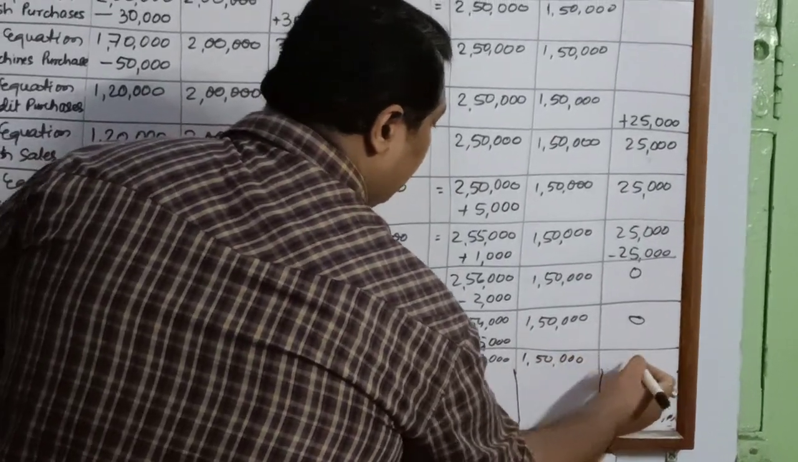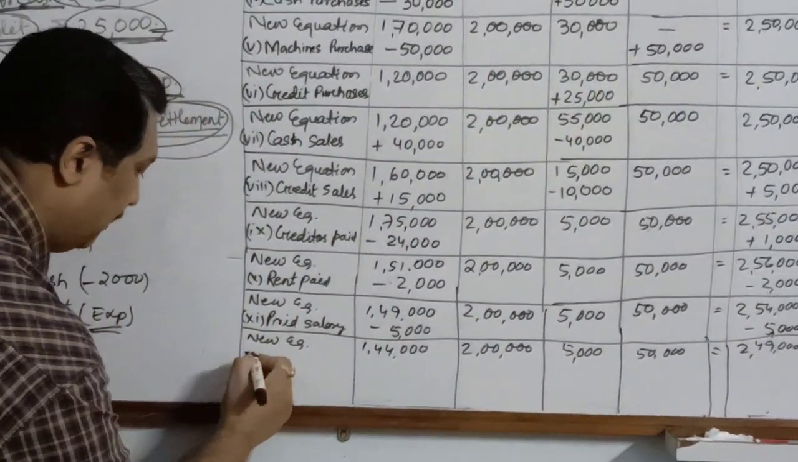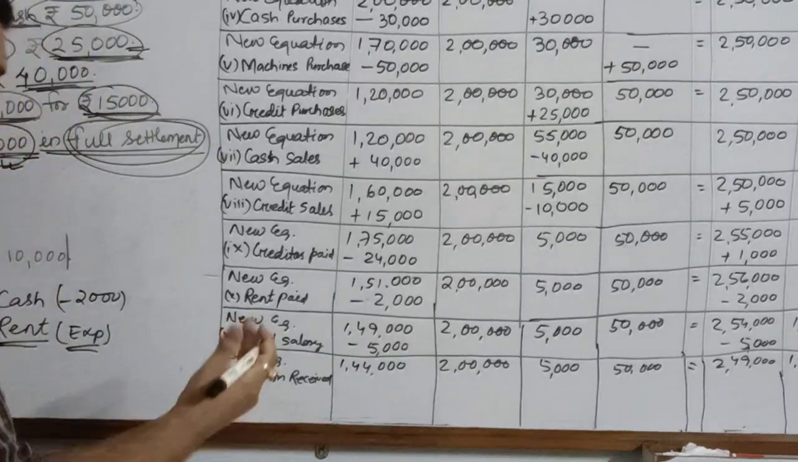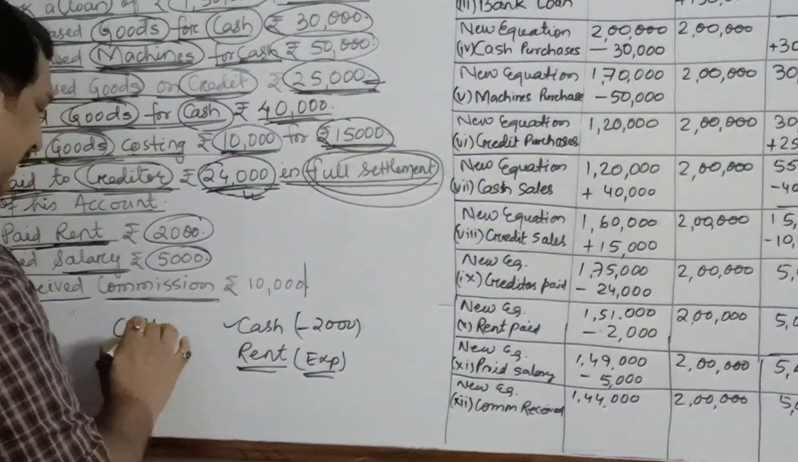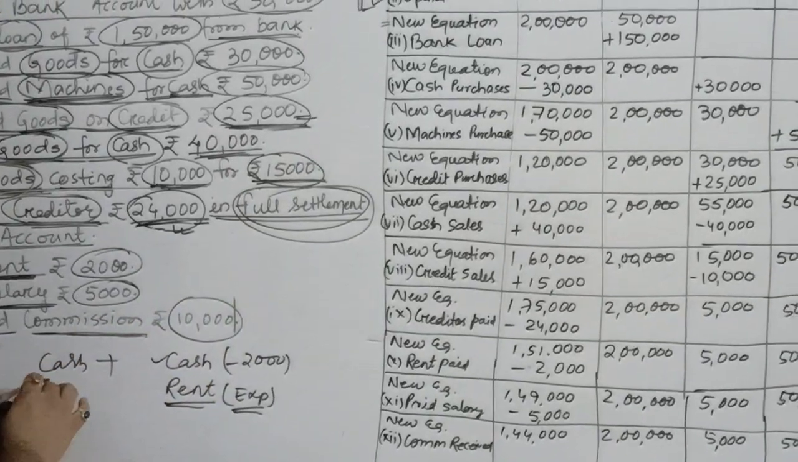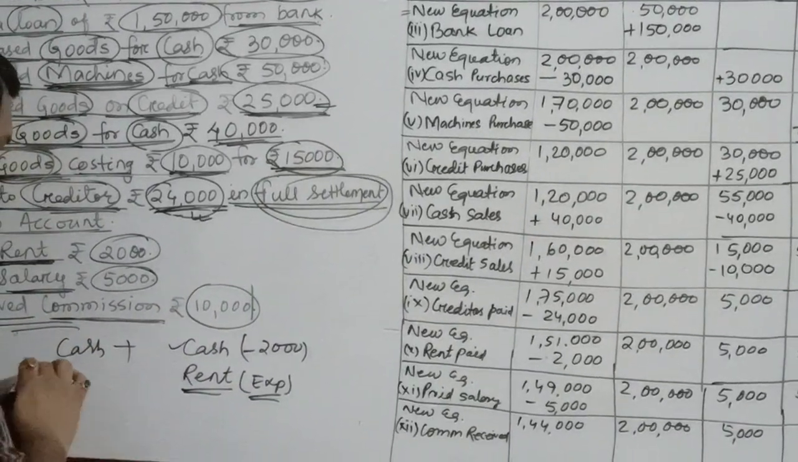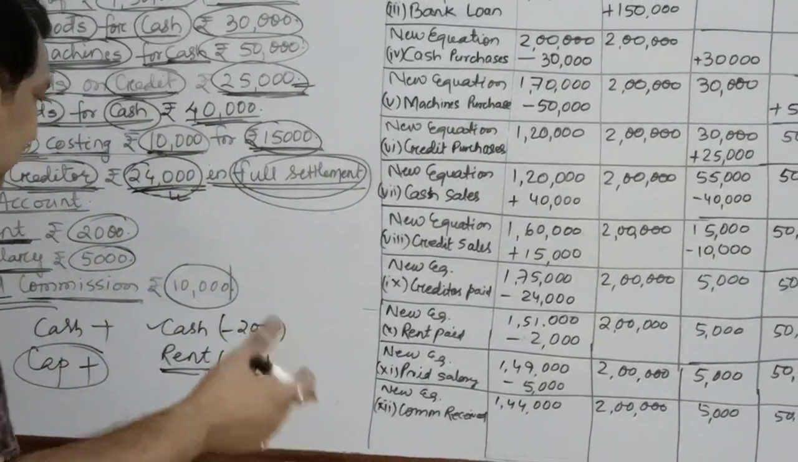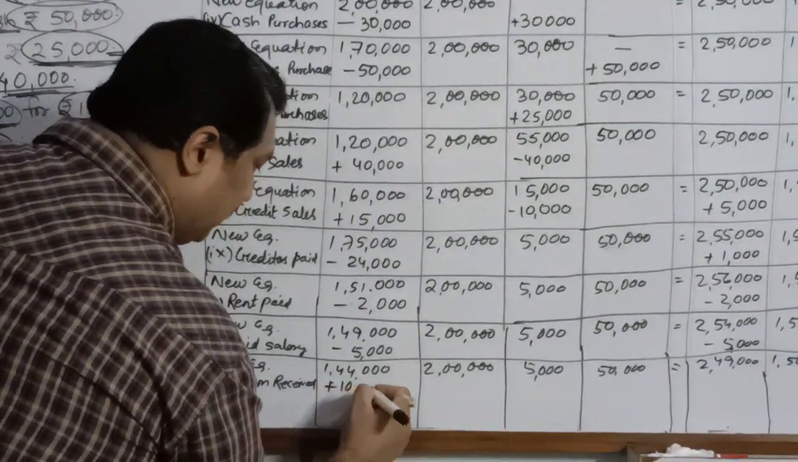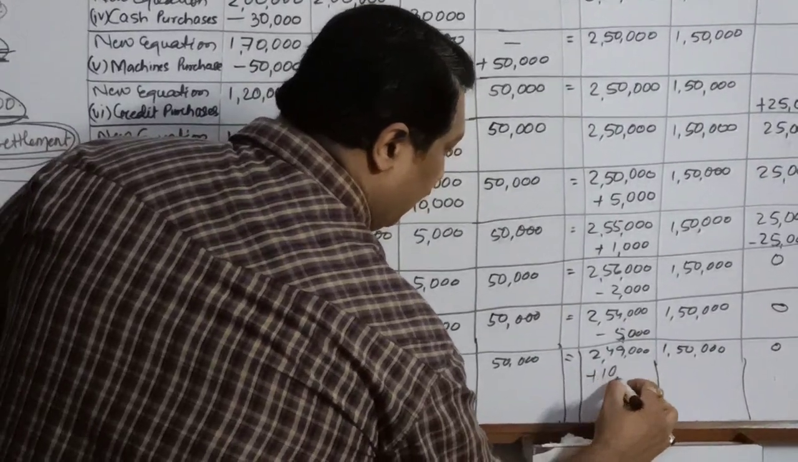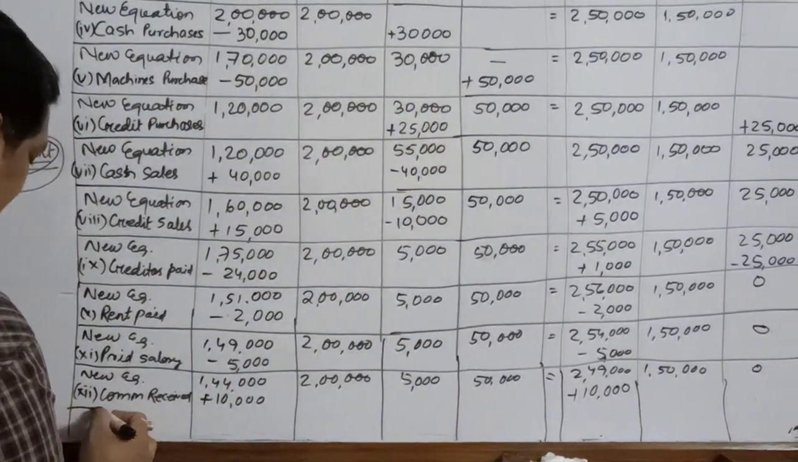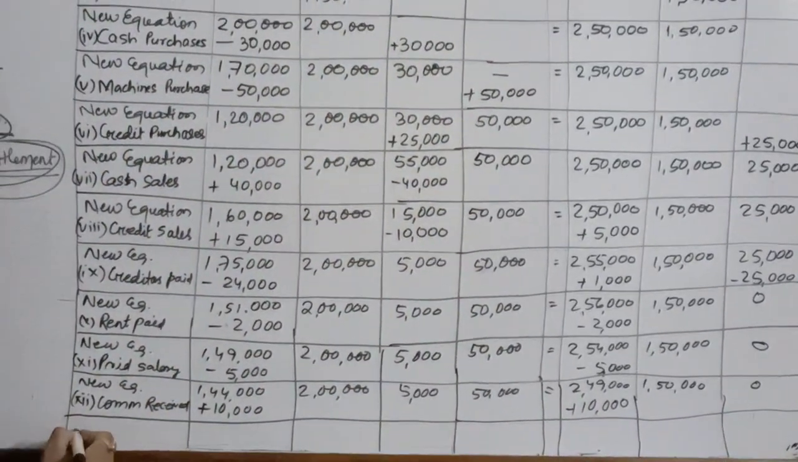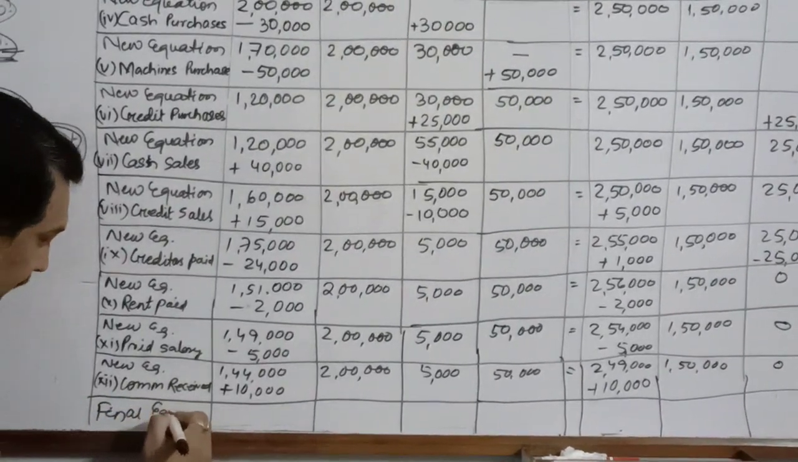1,50,000, no change, 0. Last transaction is 12th number, that is commission received. So commission is your revenue, you are receiving it. So what will you receive? Cash will increase by rupees 10,000, and since it's a revenue, it will affect your capital. This will increase your revenue, so your revenue will increase and capital will also increase. So plus 10,000 in cash and plus 10,000 in your capital. Now after this, since this was the last transaction of this particular question, we will not write new equation. We will write final equation.